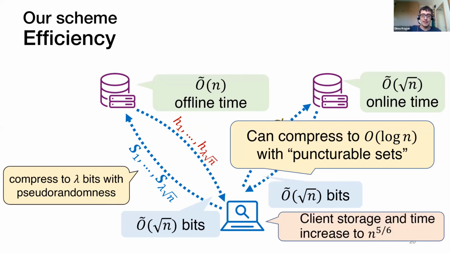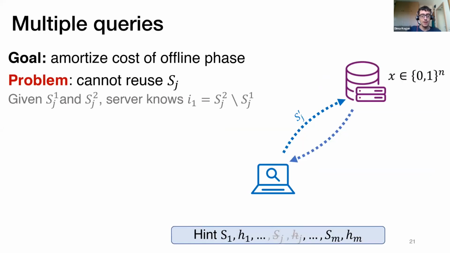And yeah, as I said, this comes with a cost in storage. What I described until now is how to do a single query. Then you can also ask, how can we do multiple queries? Because we want to amortize the cost of the online phase. Here I'm going to skip a little bit over the details.